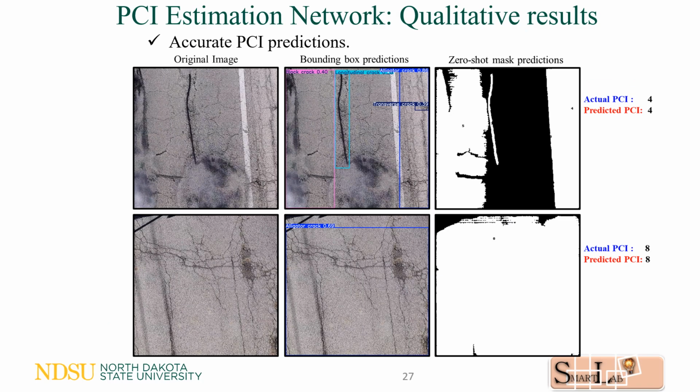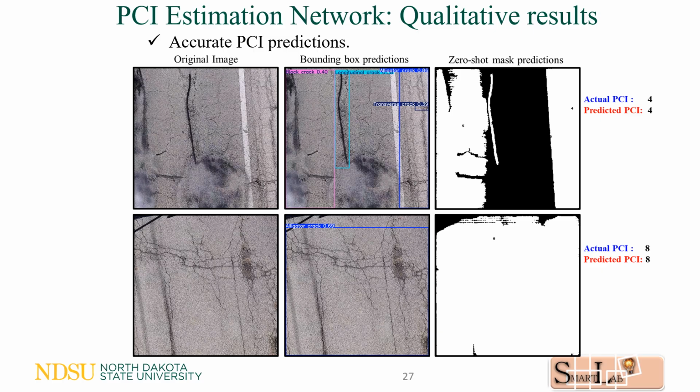For the qualitative results for the PCI, these are some of the accurate PCI predictions, the on-spot PCI predictions. The column on the far left is the original image. The middle column is the bounding box predictions, and the column on the far right is the zero shot mask predictions. And then we have the actual PCI, and then the predicted PCI.